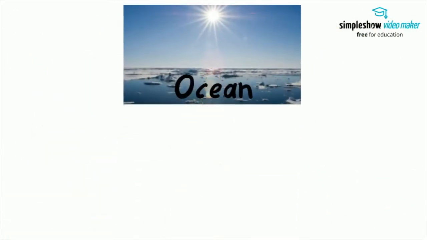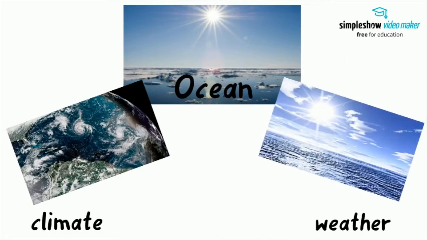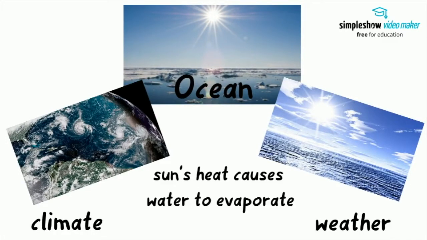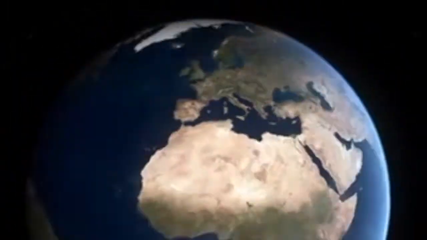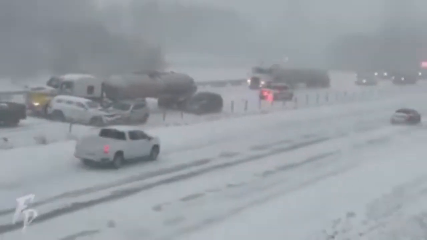The ocean plays a role in climate and weather. The sun's heat causes water to evaporate. The water adds moisture to the air. The oceans provide most of the evaporated water. The water vapor forms into clouds, which become rain or other kinds of precipitation like snow.